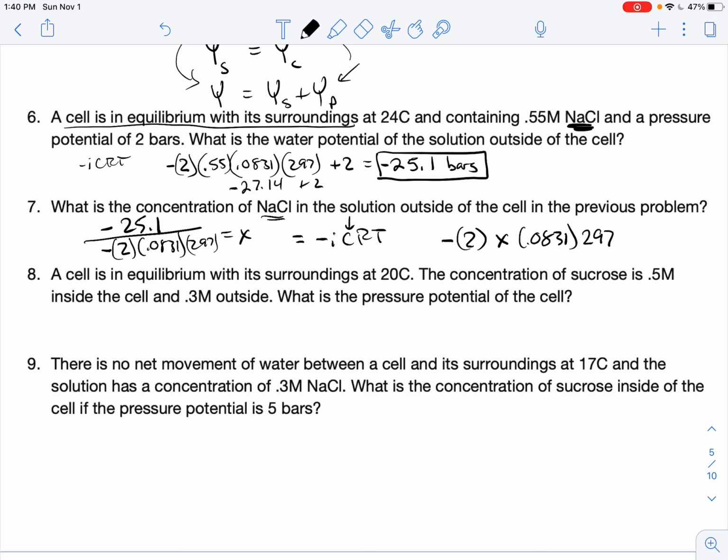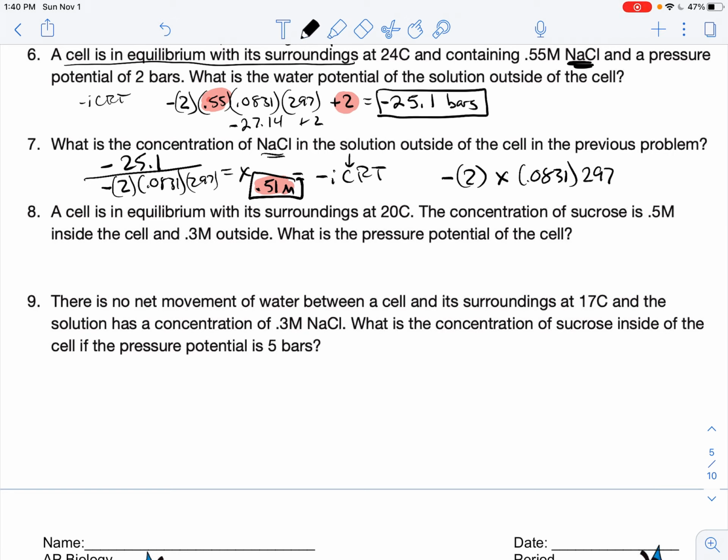So if we calculate that out, the answer is going to be 0.51 molar. My biggest question is, does this make sense? Well, yes, it makes sense because inside the cell was 0.55. This one's 0.51. It's very similar. What's the difference? That pressure potential, right? So we have the same overall water potential, but what makes the difference in concentration is the fact that one has a cell wall pushing in.